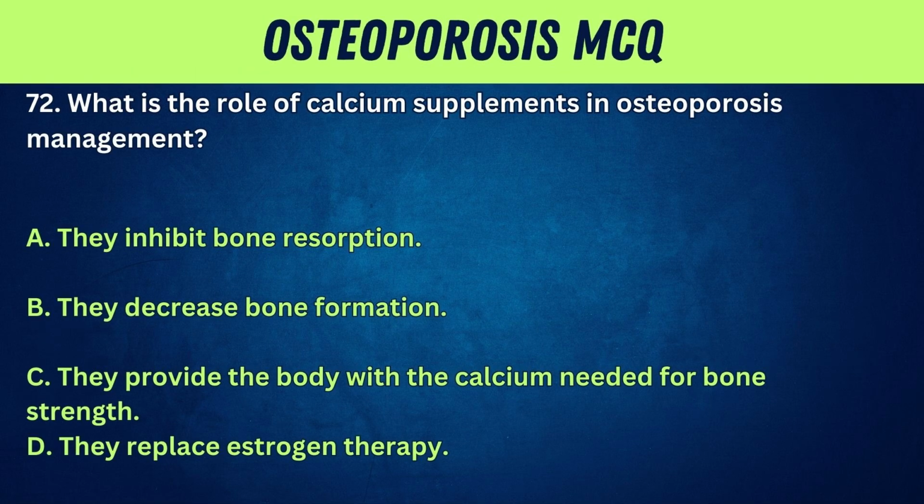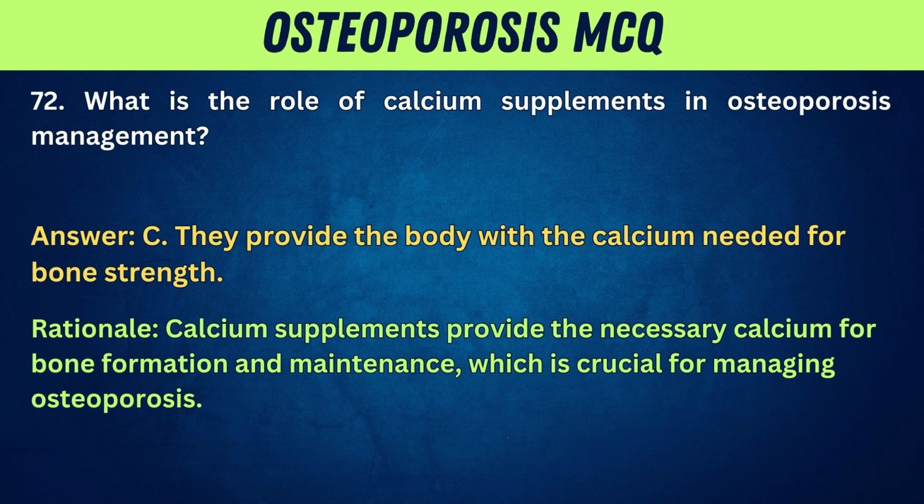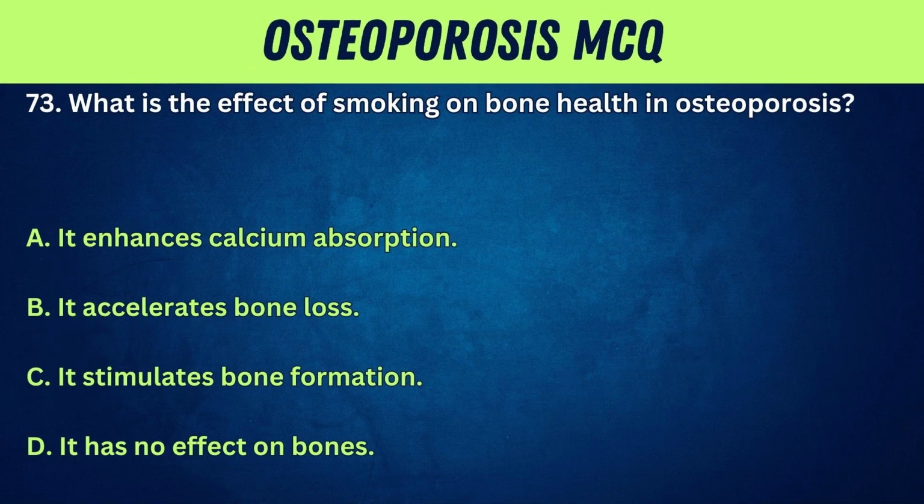72. What is the role of calcium supplements in osteoporosis management? A. They inhibit bone resorption. B. They decrease bone formation. C. They provide the body with the calcium needed for bone strength. D. They replace estrogen therapy. Answer: C. They provide the body with the calcium needed for bone strength. Rationale: calcium supplements provide the necessary calcium for bone formation and maintenance, which is crucial for managing osteoporosis.